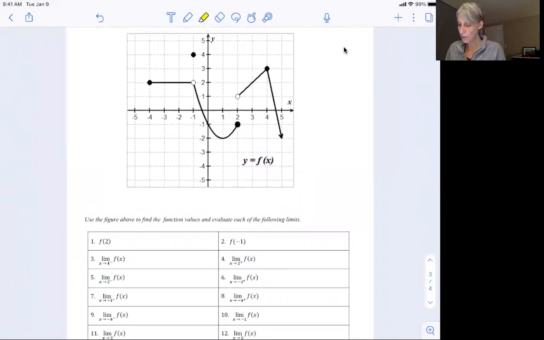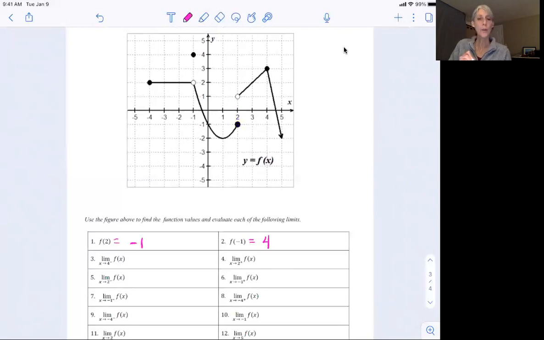Use the figure above to find the function values and evaluate each of the following limits. In question 1, I'm evaluating f of 2. So that means I'm going to go to 2 on my x-axis, and then I'll look for the closed-in circle. That's my function value. So f of 2 is -1. In example 2, f of -1, well, that's going to be 4.